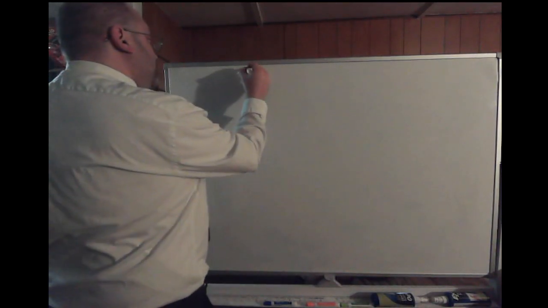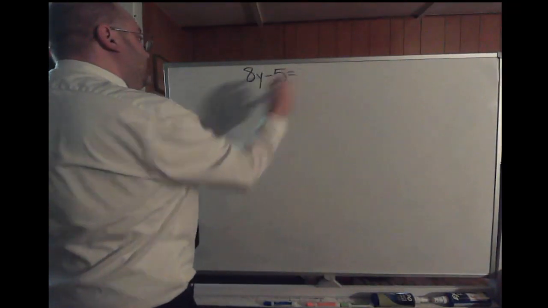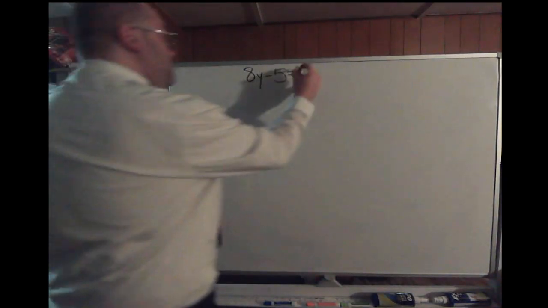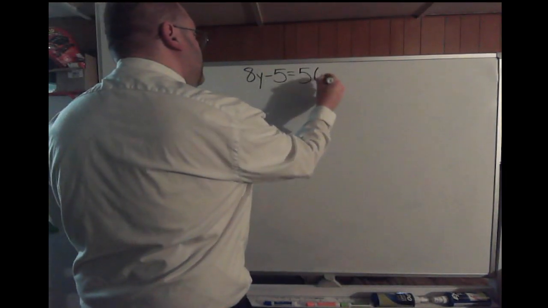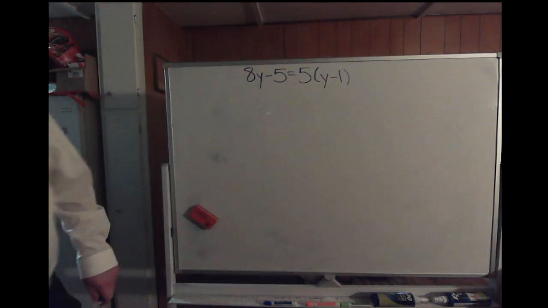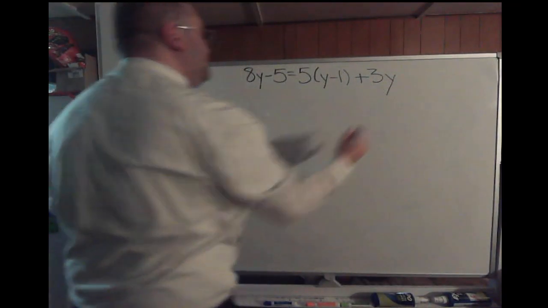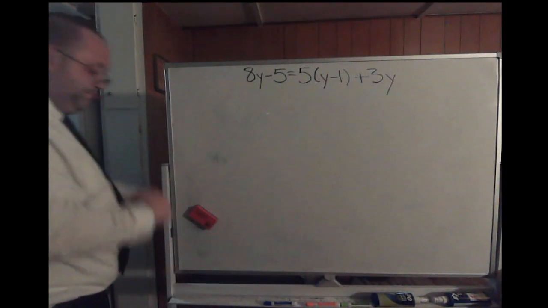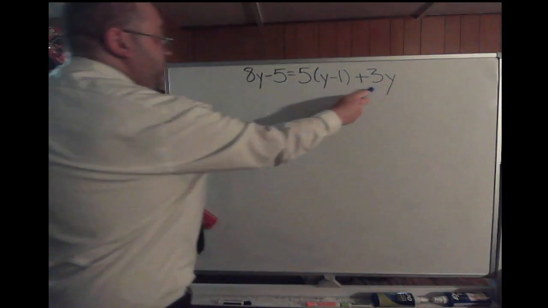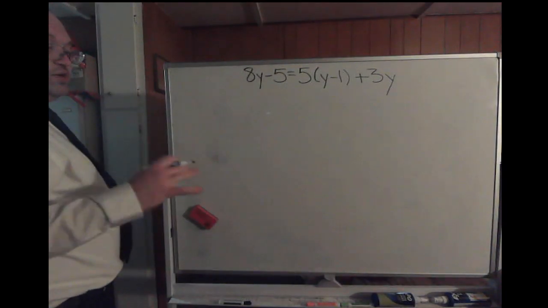Alright, we have 8y minus 5 is equal to 5 times y minus 1 plus 3y. So this one looks a little bit more like a doozy, because on the right side you have a distributive property and you have another coefficient with a variable. That's okay. We want to definitely do our distributive property.